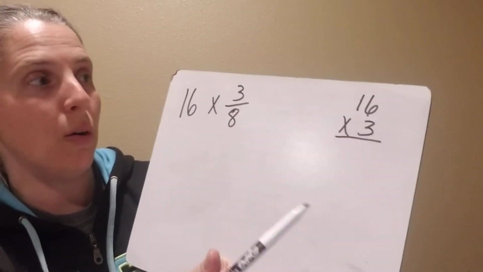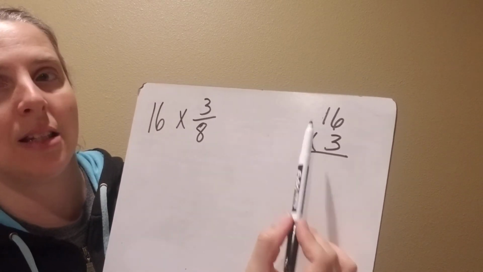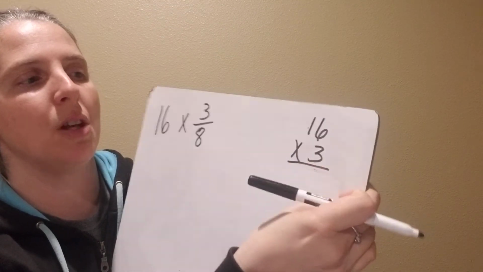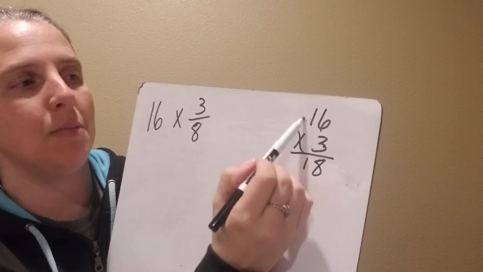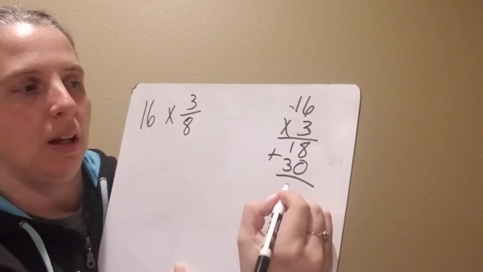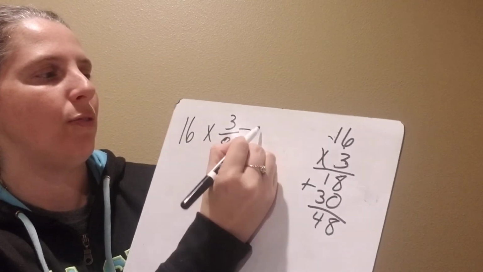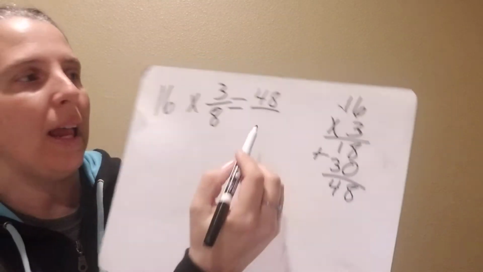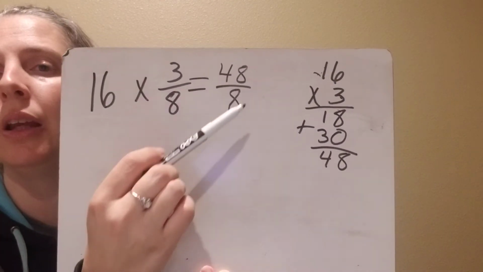Okay, what I do know, if I am trying to do it mentally, I do know 10 times 3 is 30, and I should have done it in order, sorry. 3 times 6 is 18, and 10 times 3 is 30. I can just add those together quickly. That gives me 48. So I know it's going to be 48 over what will my denominator be? 8.